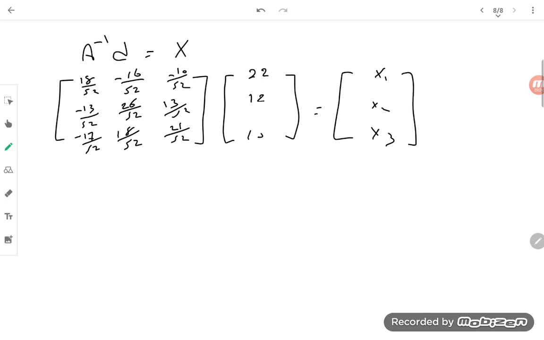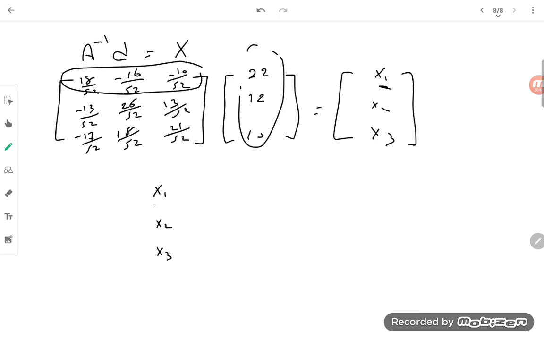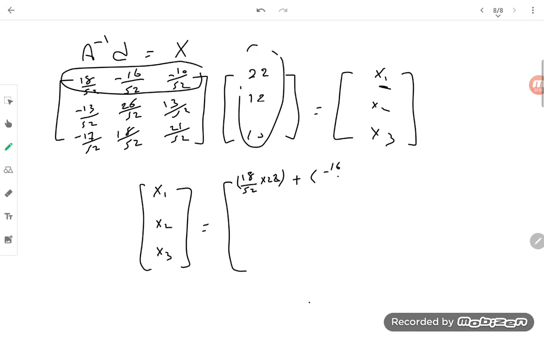Okay. So now we are going to take this row and multiply it by this column in order to find the value of x1. So the value of x1 will be calculated as 18 over 52 multiplied by 22, plus negative 16 over 52 multiplied by 12, plus negative 10 over 52 multiplied by 10.